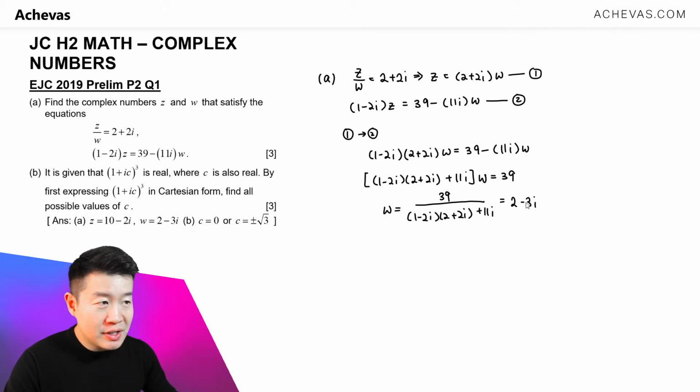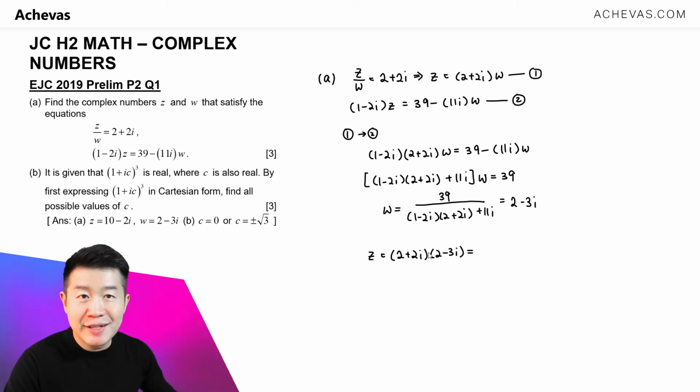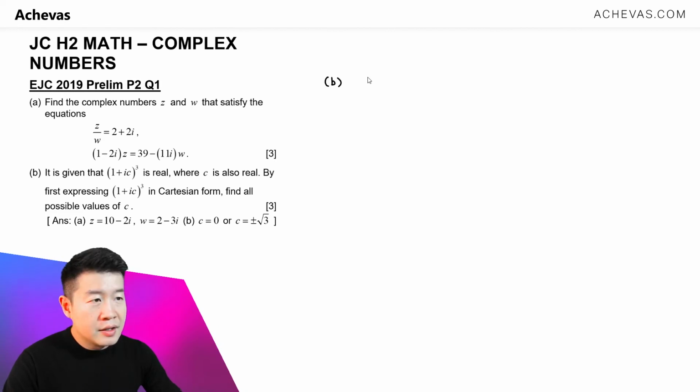Then I'm going to substitute this w back into equation number 1, which will give us z. So z is equal to (2 plus 2i) multiplied by (2 minus 3i). I'm going to just press this into the calculator again, and that will give me z to be 10 minus 2i.